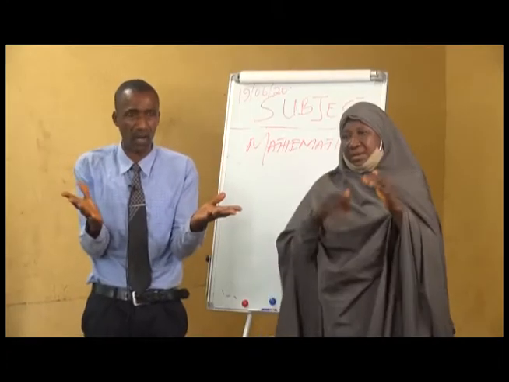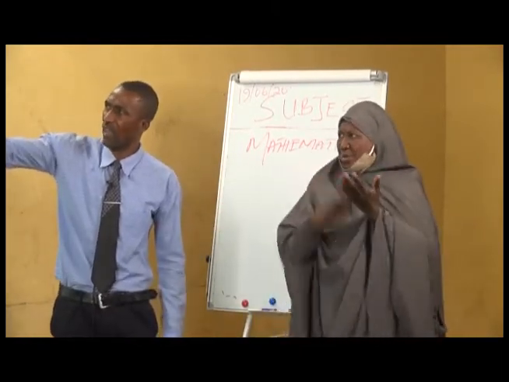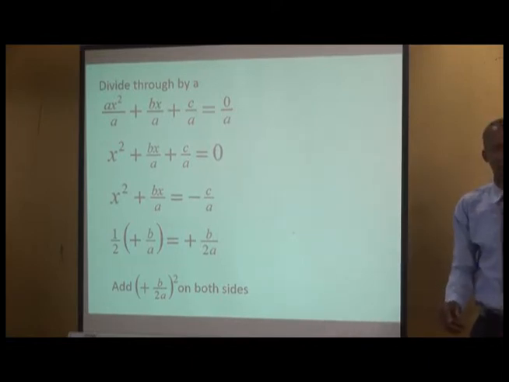The third procedure, find half the coefficient of x. What is the coefficient of x in the equation? It is plus b over a.